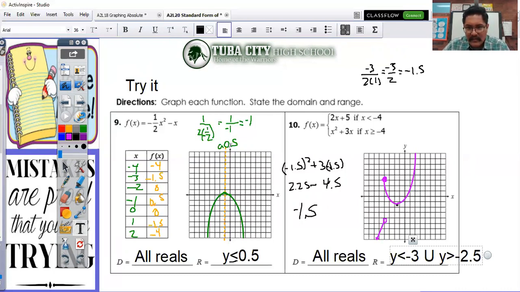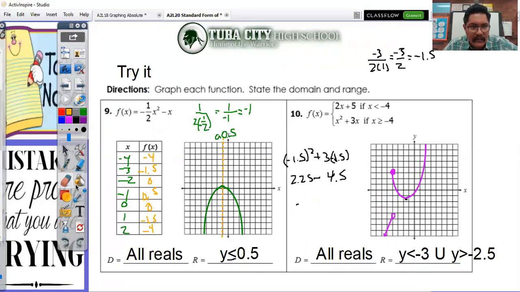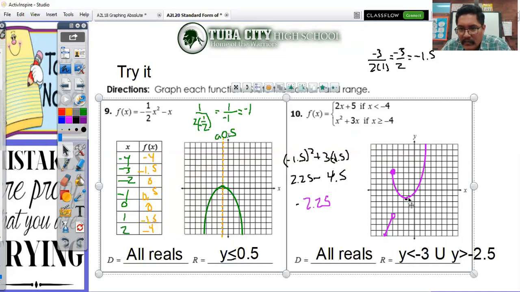No, hold on a minute. Did I do that right? 2.25 minus 4.5. And I think it's supposed to be 2.25. So that would actually mean that the vertex would move over here. And that would mean that I'd have to move this whole thing over down this way. A little bit more down. That wouldn't change too many things.